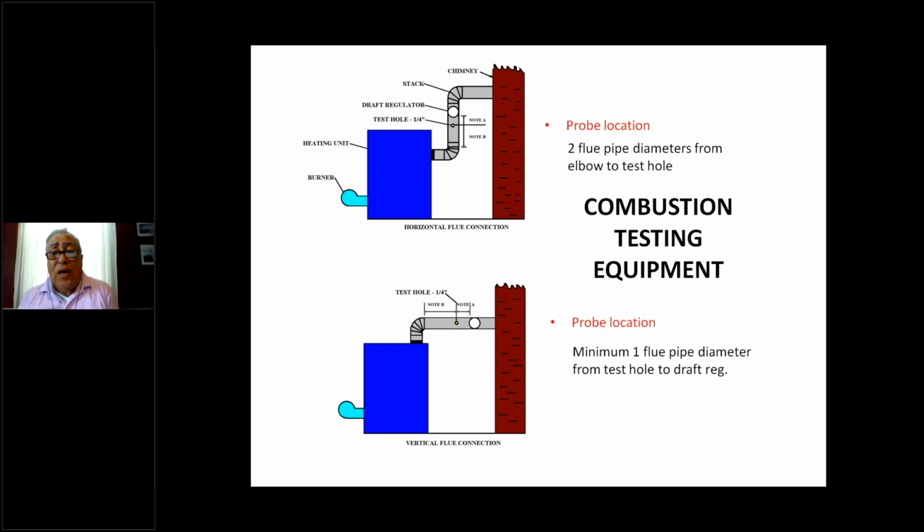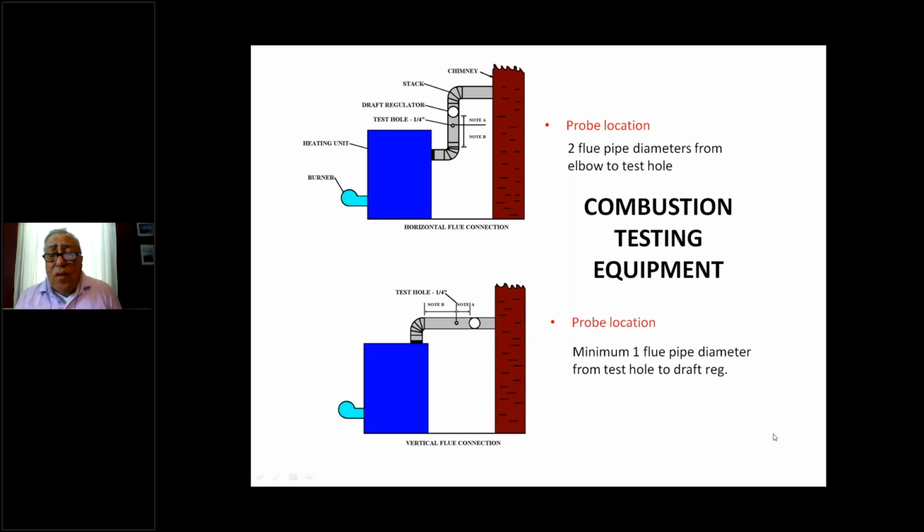The other location on the bottom is the draft regulator. You want to be before the draft regulator at a minimum of 1 flue pipe diameter from that draft regulator, because that's a big hole in the pipe and it's just gulping in air and it's going to throw your numbers off. So you want to be two diameters away from an elbow and one diameter away from your draft regulator. It's the way you take your test.